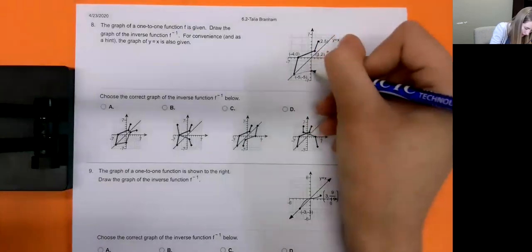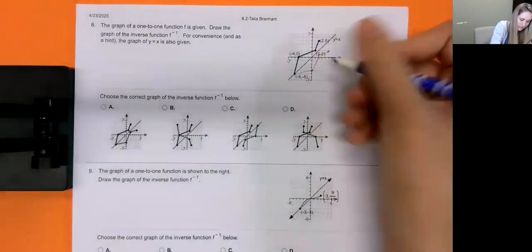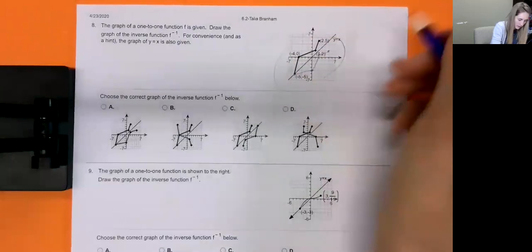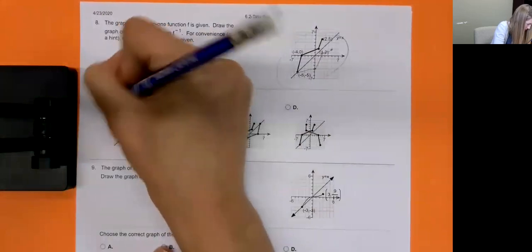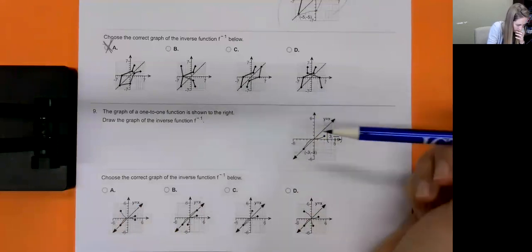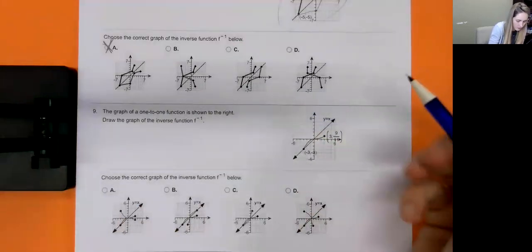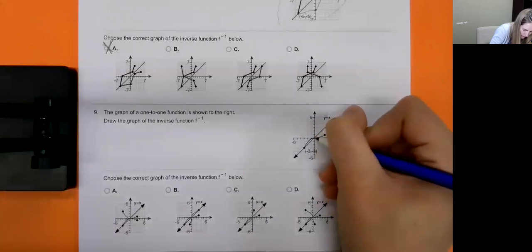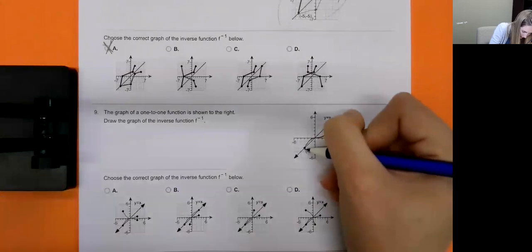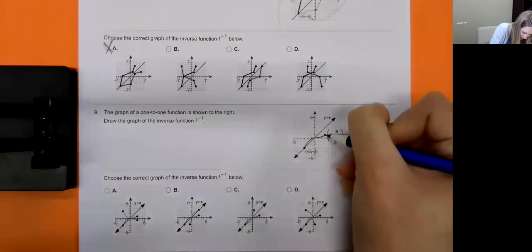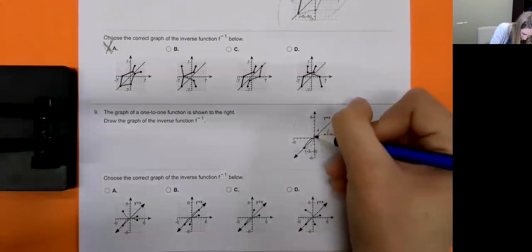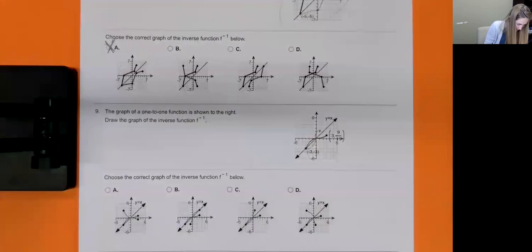And then if I drew that graph, it's going to mirror across this y equals x line. So keep that in mind. So our graph that matches this would be here. The graph of a one-to-one function is shown to the right. Draw the inverse. So what we just saw is that our inverse is going to be mirrored across this y equals x. So we have -3, -3, that would still be there. And then we'd have a point here-ish for something that looks like that.